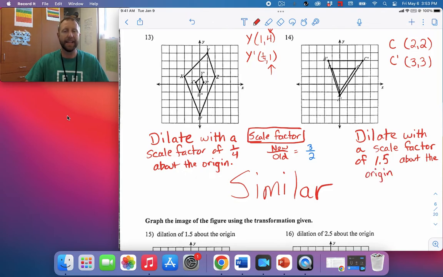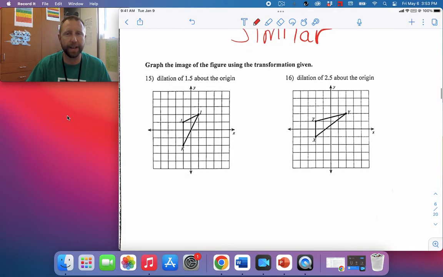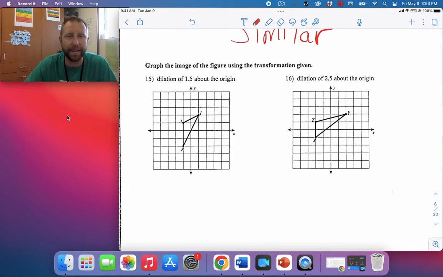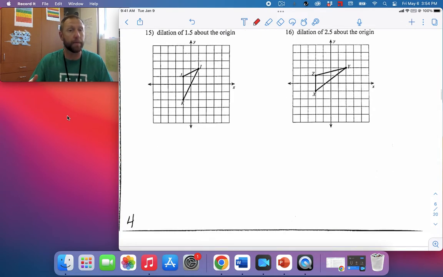All right, last two problems, and then we're done. They give us the shape and they give us the rule. The first one says dilate of 1.5 about the origin. So that means I'm going to take all my ordered pairs and multiply them by the scale factor. I showed you how to find the scale factor, but if you know it, you just multiply every point by that scale factor.